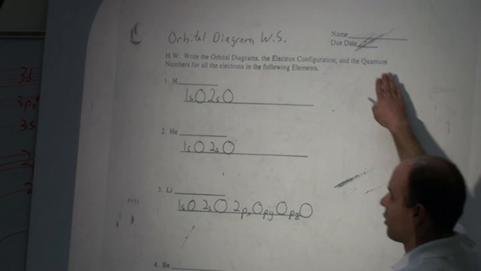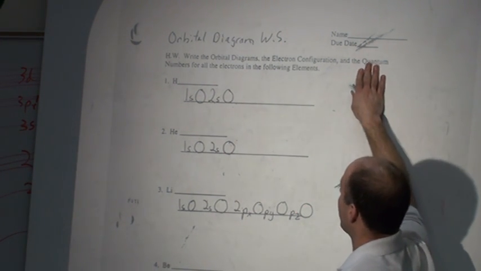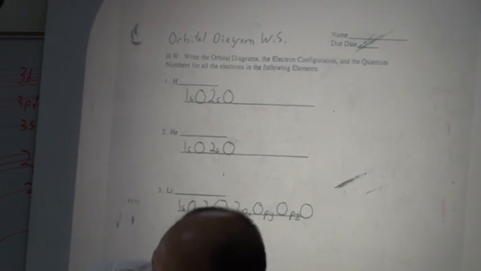So for the orbital diagram worksheet, you're going to be doing the electron configuration, the orbital diagram, and then writing the quantum numbers. We're going to save the quantum numbers probably till Wednesday of next week. We won't deal with that, but we're going to do these first two things. So how many electrons does hydrogen have? 1.